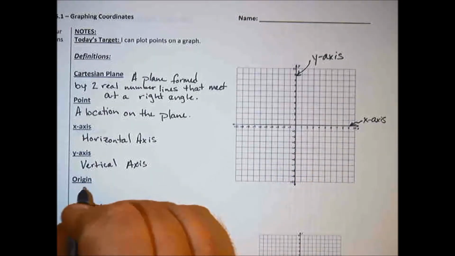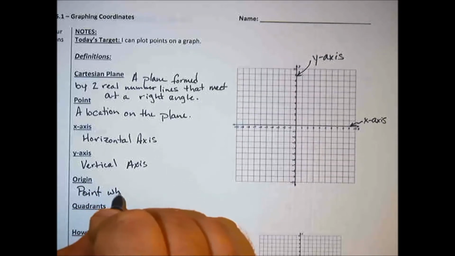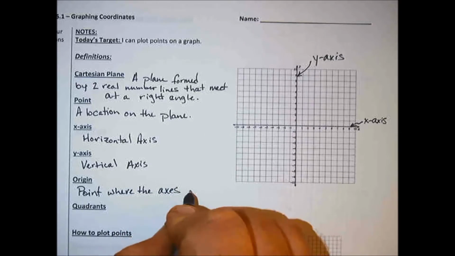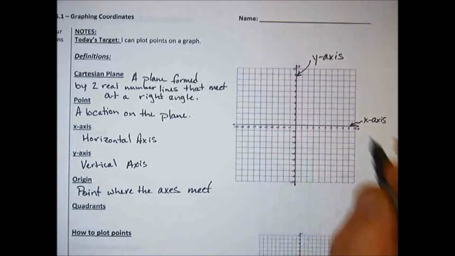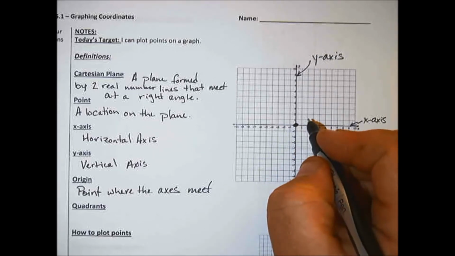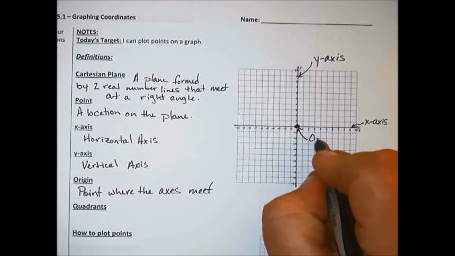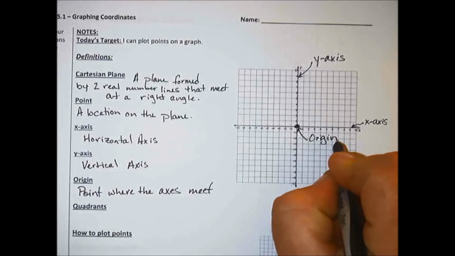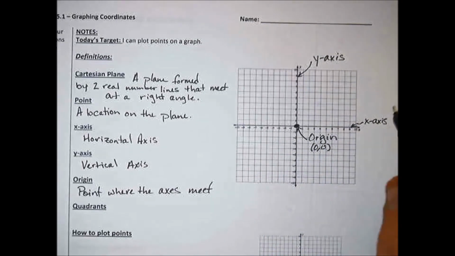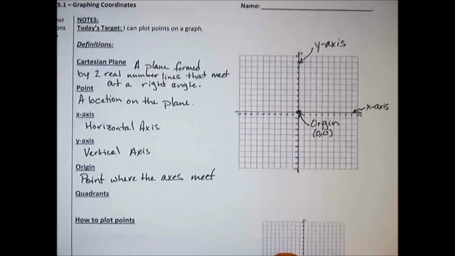The origin is the point where the axes meet. So right here, this point right here is where the two axes meet, and we say that that point has a location. First of all, it's the origin. It has the location of 0, 0. We're going to get more in depth as to what those location numbers mean, but for right now, let's just call it that.